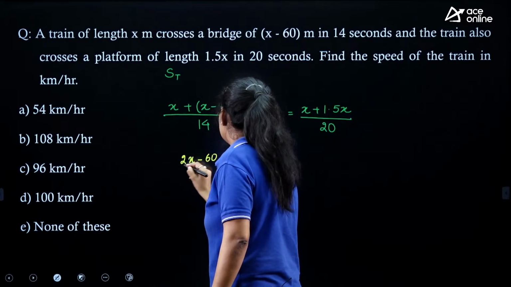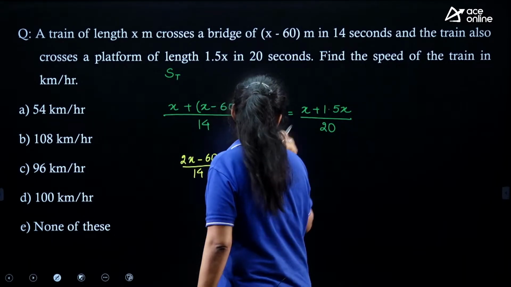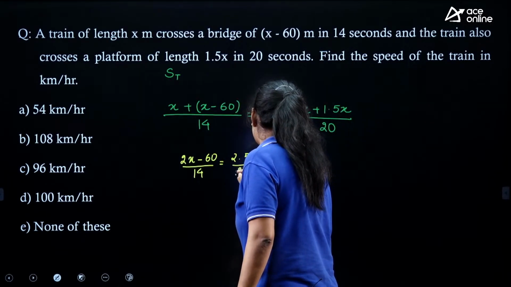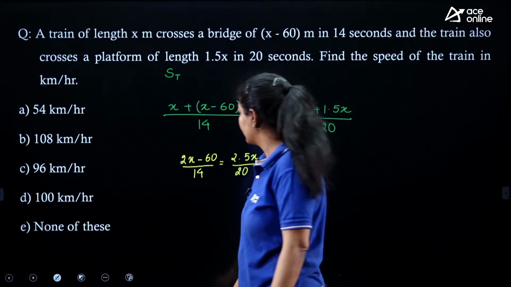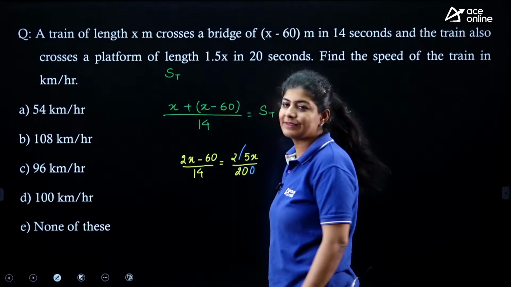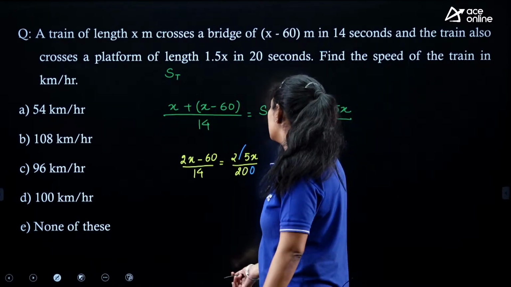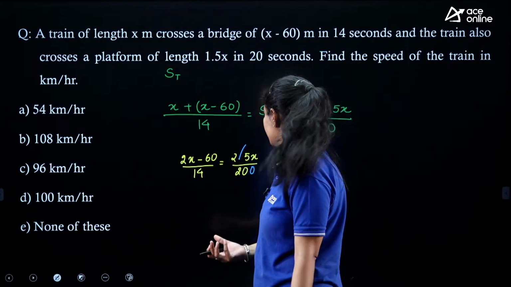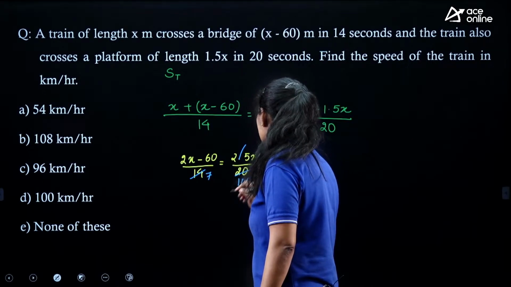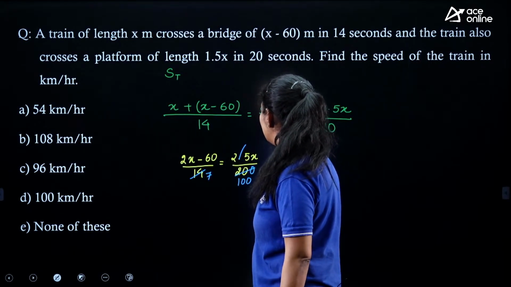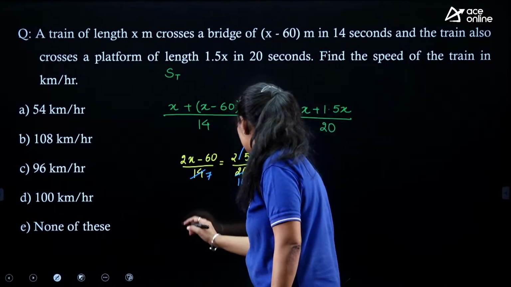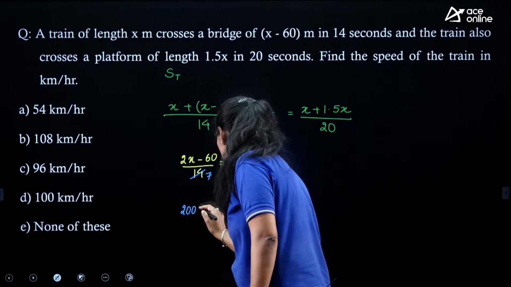2x minus 60 divided by 14 is nothing but equal to 2.5x divided by 20, right? This is what we have. Now when we remove this decimal over here, what are we getting? We are getting a 0 in the denominator, right? Now with the help of 2 we can eliminate it. Here we are getting 7 and here we are getting 100, right? Now can we reduce it more? We can't do that, but we can do the cross multiplication.